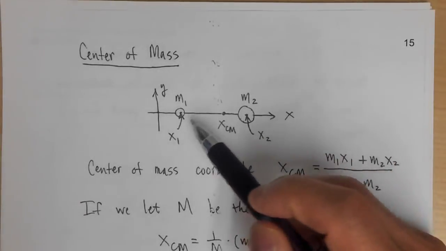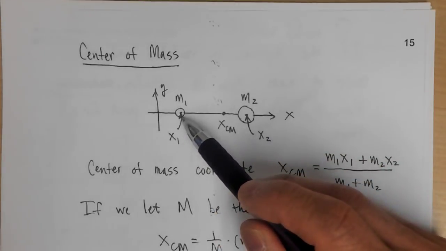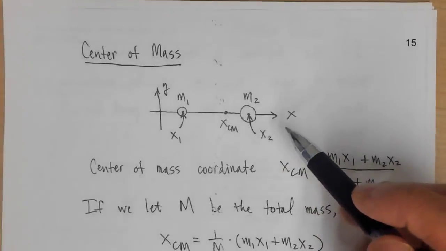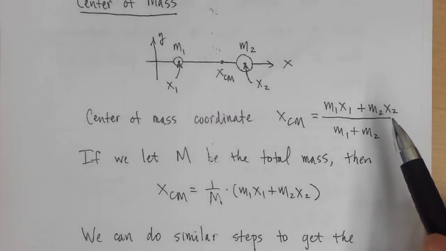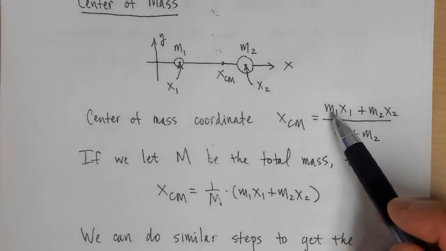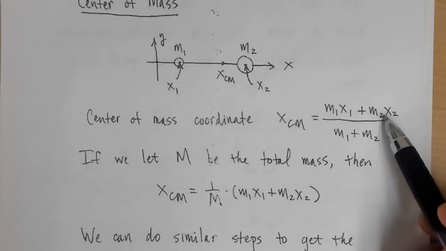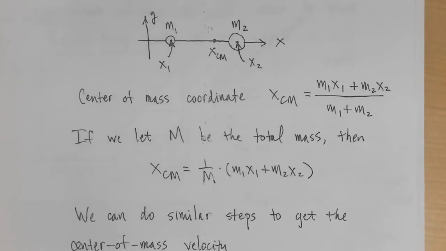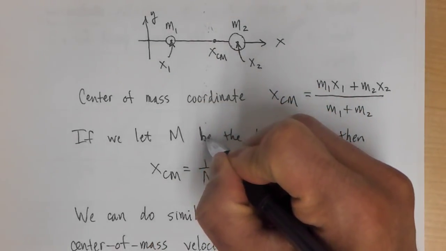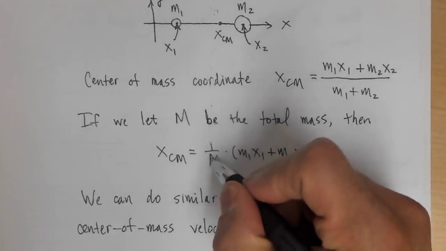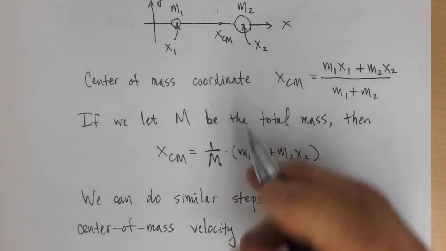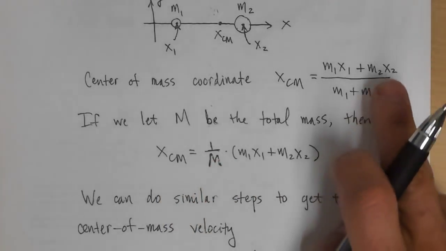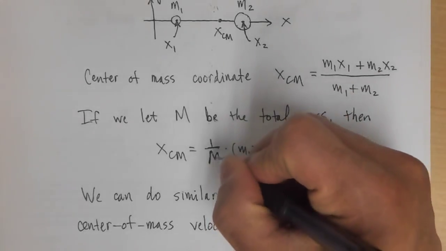of mass. So suppose I have two masses on the x-axis. One has mass m1 at position x1. The other is mass m2, position x2. Then the center of mass of the system of two masses is going to be m1 times x1 plus m2 times x2 divided by m1 plus m2. That's the center of mass x-coordinate. Now, if we let capital M be the total mass of the system, then I can write this as 1 over capital M times m1 x1 plus m2 x2, replacing the m1 plus m2 by capital M.